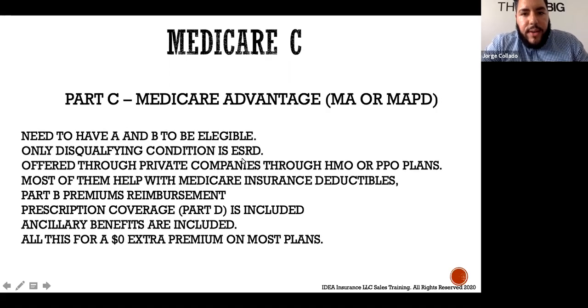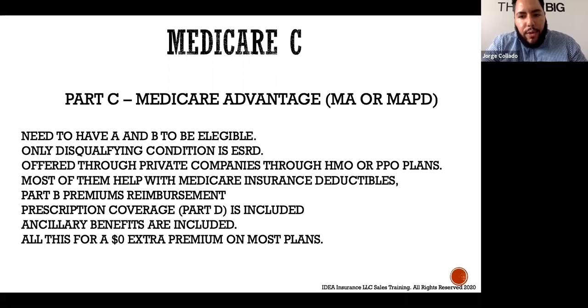Part C, Medicare Advantage, this is what we do. This is where we get most of our commissions as insurance agents. So Part C plans are offered by private companies. What are the qualifications to get Medicare Part C or join a Medicare Advantage plan? First, you need to have A and B to be eligible.